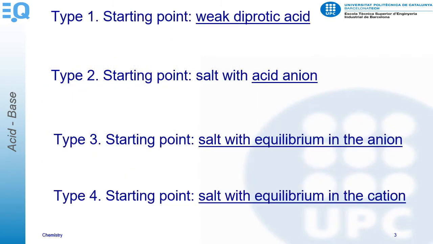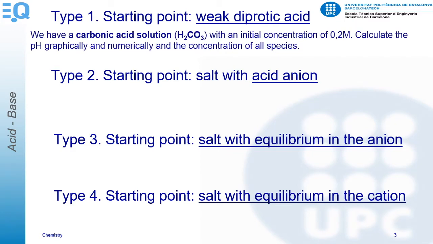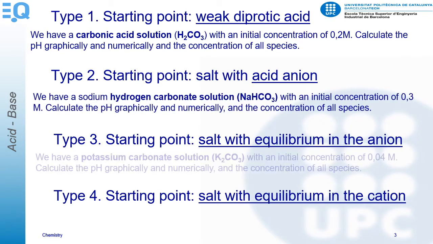These 4 examples start from a weak diprotic acid, an acid salt, which has a hydrogen in the anion, a salt that doesn't contain any hydrogens, and a salt whose equilibrium is focused on the cation. In the first case, it could be a carbonic acid solution with a concentration of 0.2 molar. We are going to start with the first example, a weak diprotic acid.